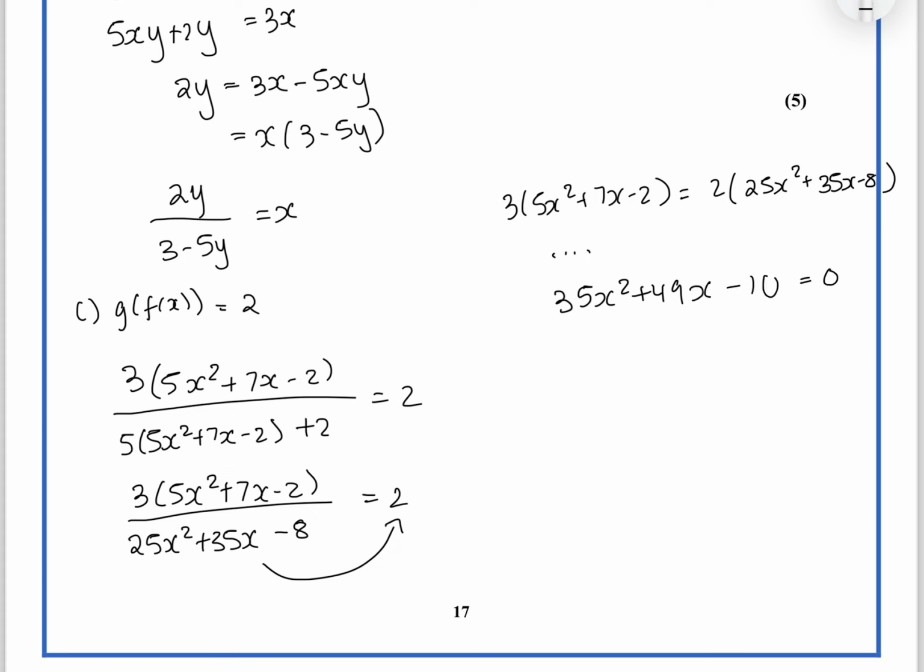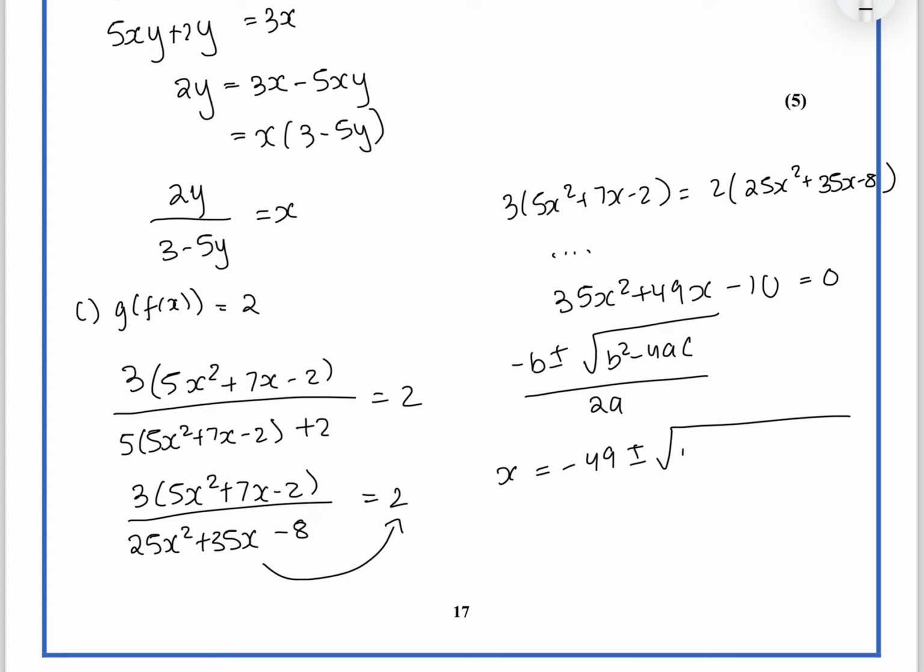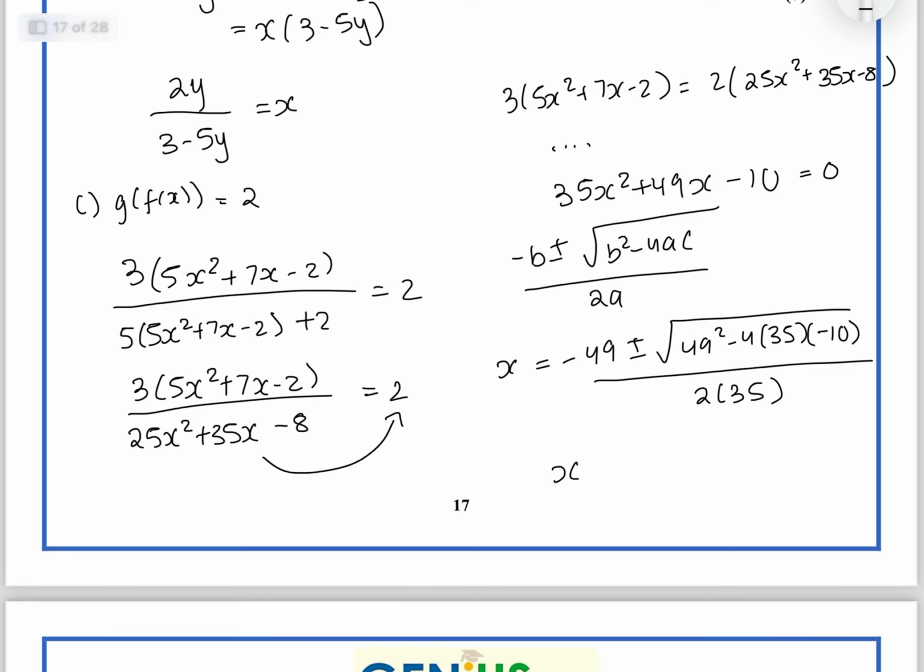Now to find our x values, we will use the quadratic formula, which is minus b plus or minus the square root of b squared minus 4ac, all over 2a. So x is equal to minus 49 plus or minus the square root of 49 squared minus 4, where a is 35 and c is minus 10, all over 2 bracket 35. If you put that into your calculator, x should be 0.18075 or minus 1.58075.